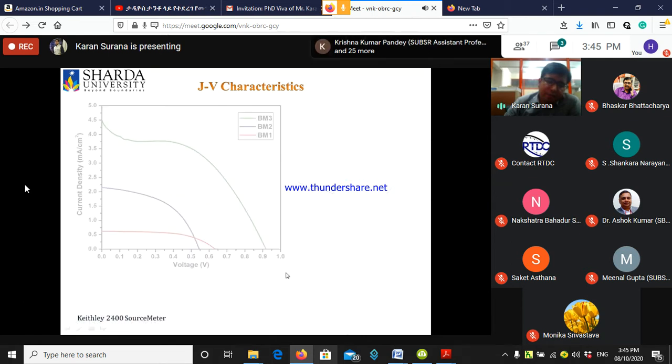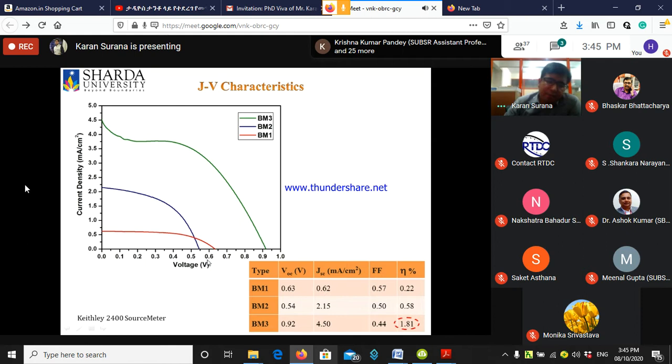Next, the third set, BM1, 2, and 3. BM1 is the standard dye-sensitized solar cell. BM2 is the RGO modified dye-sensitized solar cell, and BM3 is the RGO modified with quantum dot solar cell. We can see that the maximum efficiency, the cell parameters obtained in the QDSC, that is BM3, was higher than both of these two. VOC of 0.92 was obtained with a JSC of 4.5 and an efficiency of 1.81%.